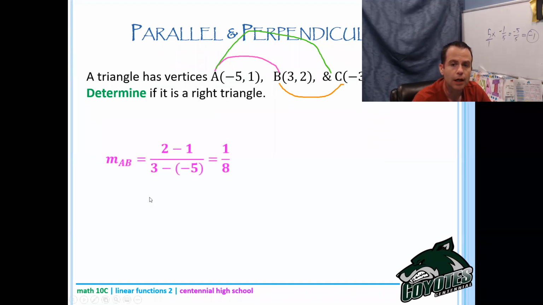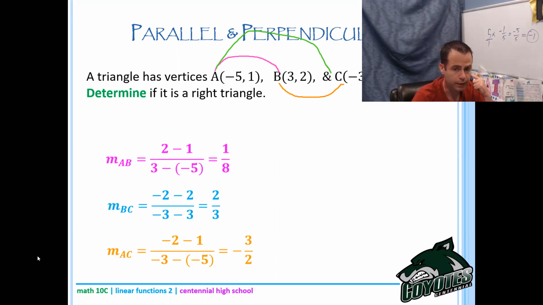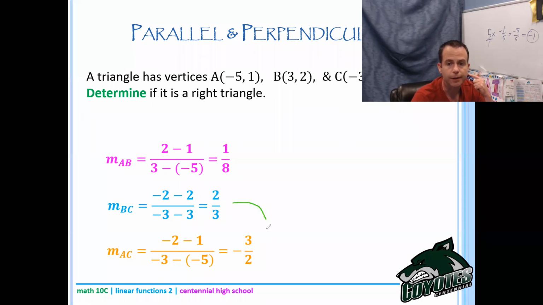Okay, so the slope of AB, you should have gotten 1 over 8: 2 minus 1 over 3 minus -5. The slope of BC, you should have gotten 2 over 3, which was -2 minus 2 over -3 minus 3. And then the slope of AC, you should have gotten -3 over 2 because you went -2 minus 1 over -3 minus -5. Now we are comparing those slopes, and this is very exciting to me.